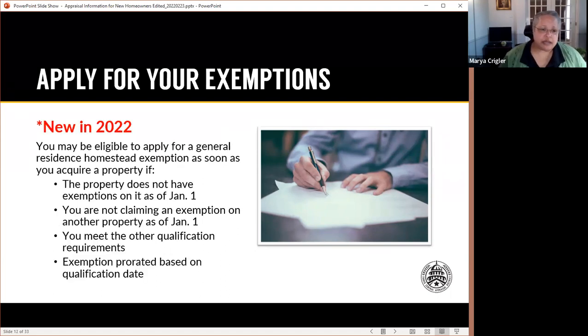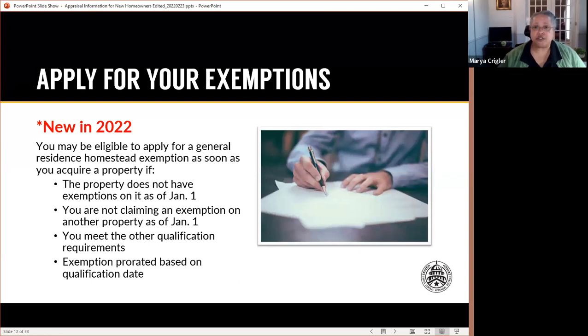Now, one of the exceptions that I'd mentioned about when you can apply for your exemption is new for 2022. So this is a law that was just passed last year. For anybody that acquires a home after January 1st of 2022, you may be eligible to apply for your homestead exemption as soon as you acquire the property. Now, there are some conditions that have to be met in order for you to qualify to file that exemption early. The first is the property cannot have an exemption on it as of January 1st, meaning the prior owner could not have claimed that property as their homestead exemption.